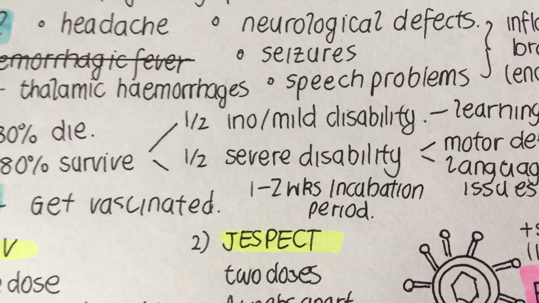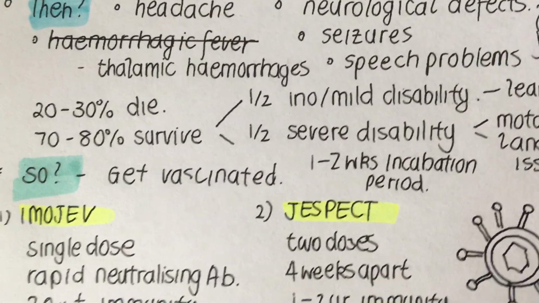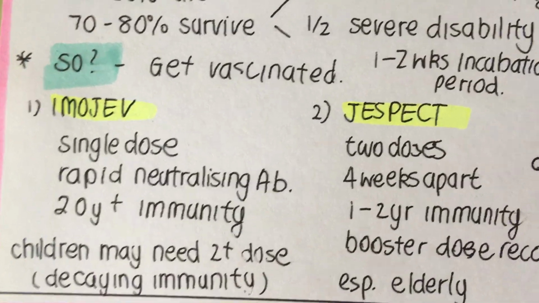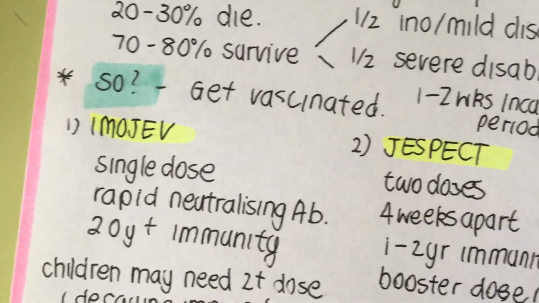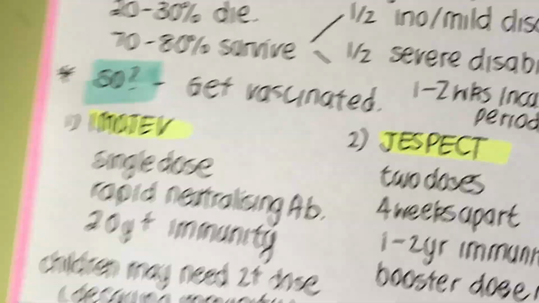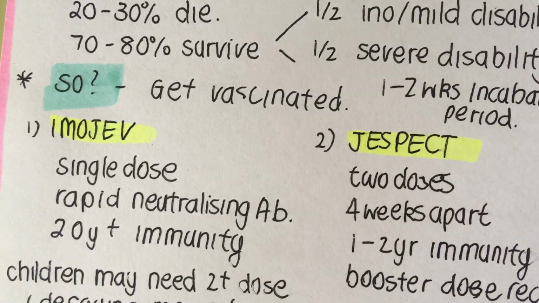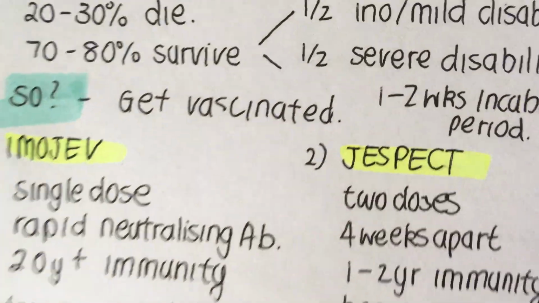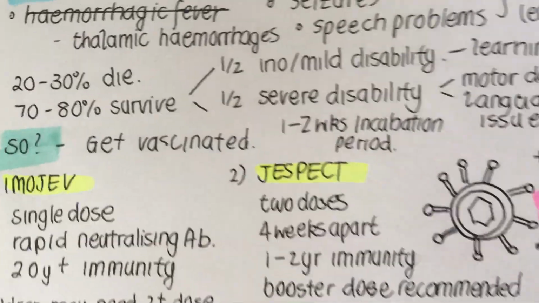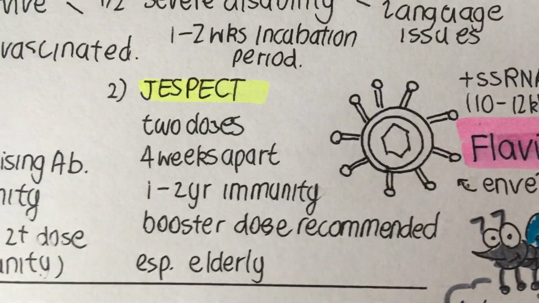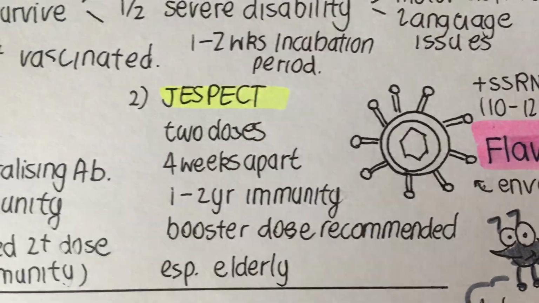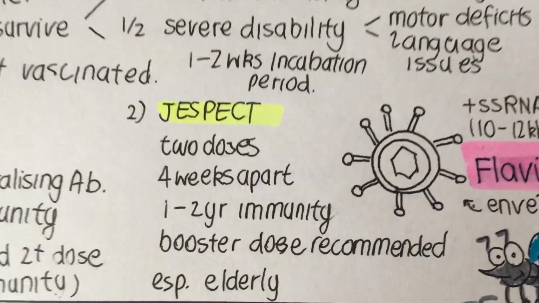Emojev is a single-dose vaccine. It induces a rapid neutralizing antibody response with 20 years of immunity. However, for children, the immunity begins to wane a lot faster, so they may need 2 doses rather than just 1 compared to adults.